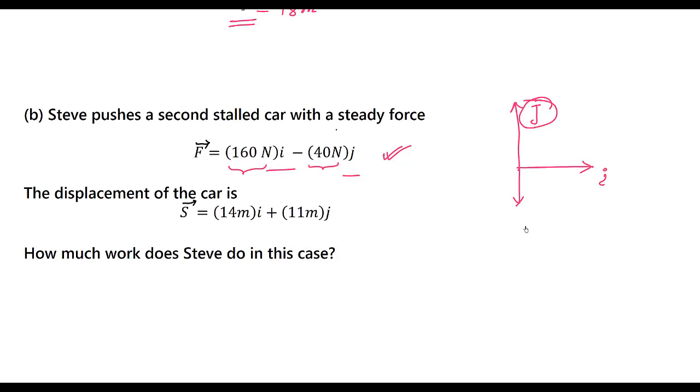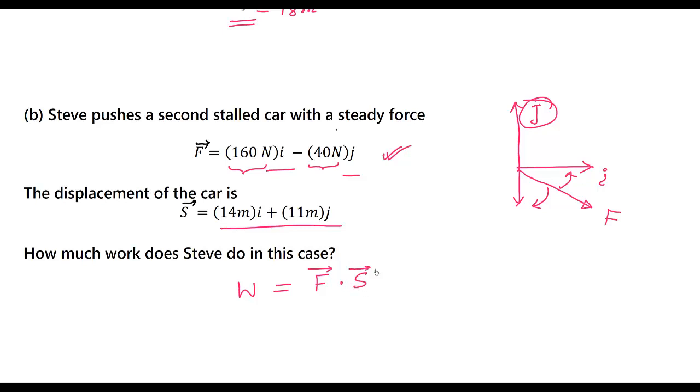So force has two components. One component is in the horizontal direction, another component is in the vertical direction downward. In this case, this force has to be something like this, because one component is positive, another component is negative. So now I know force in a vector form. I also know the displacement in a vector form. So displacement has two components, i component and j component. So now I again calculate the work done. The formula will be same in this case. The work done is equal to force dot displacement.